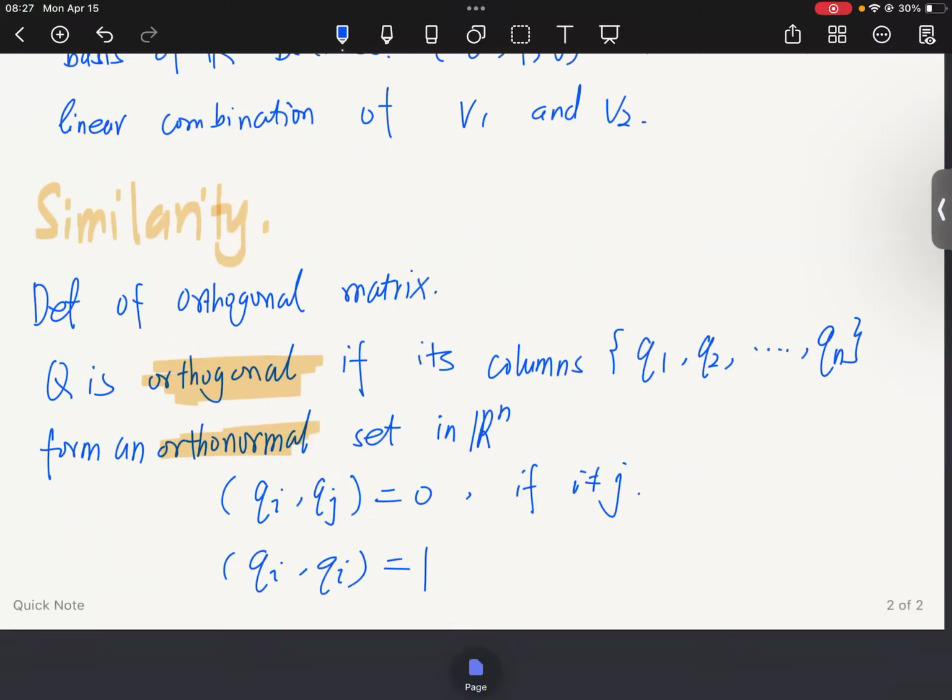And I'm going to show you some properties for this kind of matrix. You don't need to know how to prove it, but if you are interested in the proof, you can take a look at a linear algebra book. So suppose Q is an orthogonal matrix, an n by n matrix. Then we have the following properties.